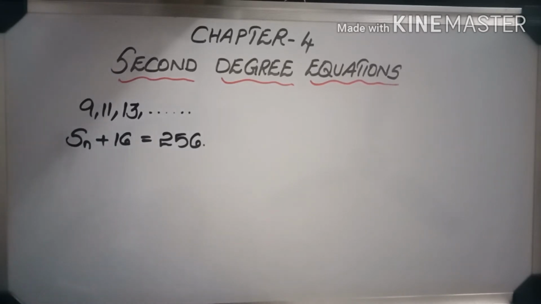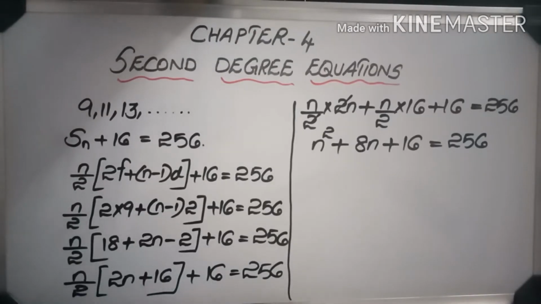So same as the previous case. First of all, let's write the sum equation. When you substitute the values, we will get this. The first term is 9. So n by 2 into (9, plus (n minus 1) into d). The common difference here is 11 minus 9, which is 2. So into 2. In addition to that, 16 is there, so plus 16 equals 256. Now same as the previous problem, open the bracket. So 9 twos are 18, 2 into n is 2n, minus 1 into 2 is 2.